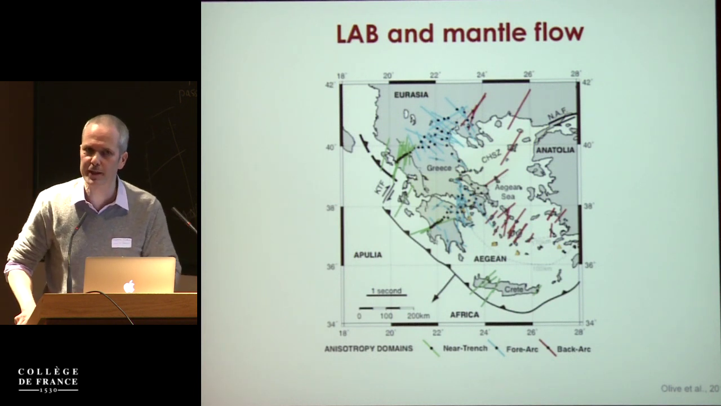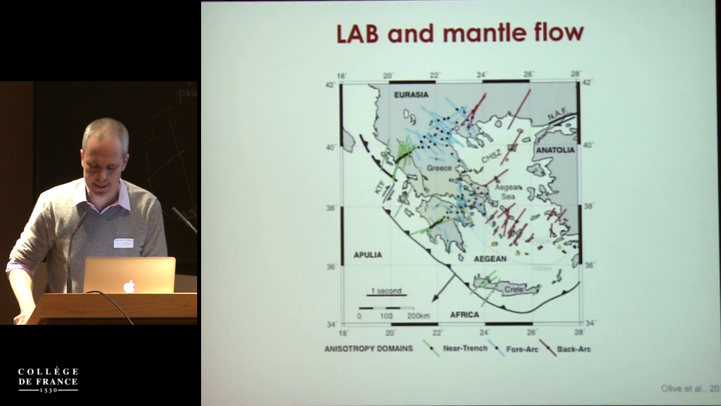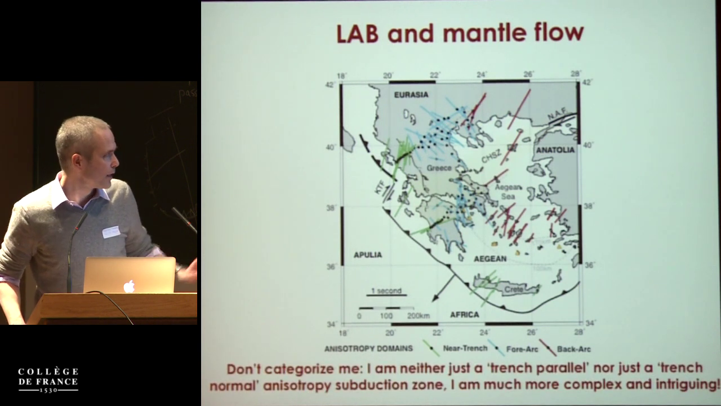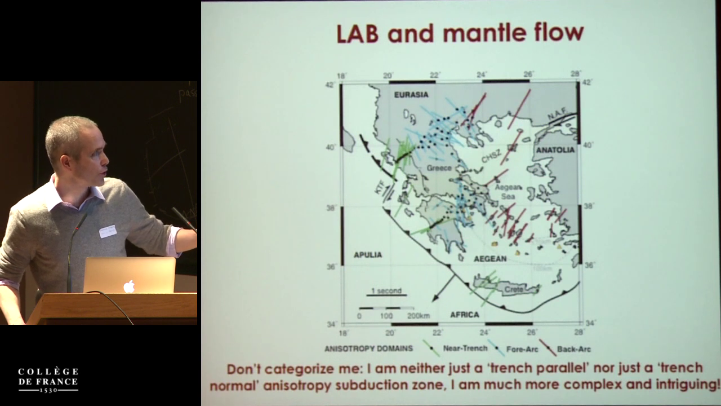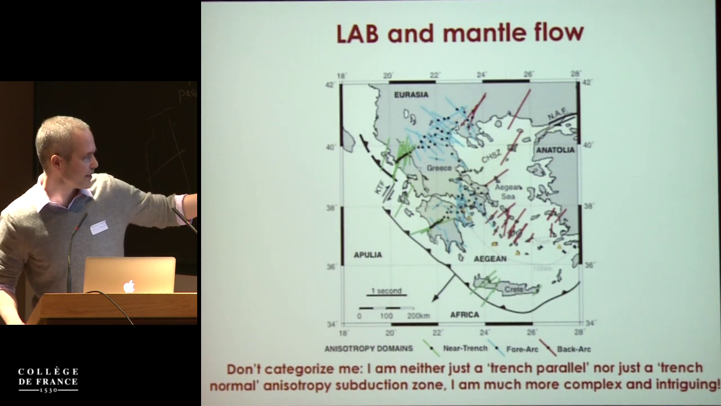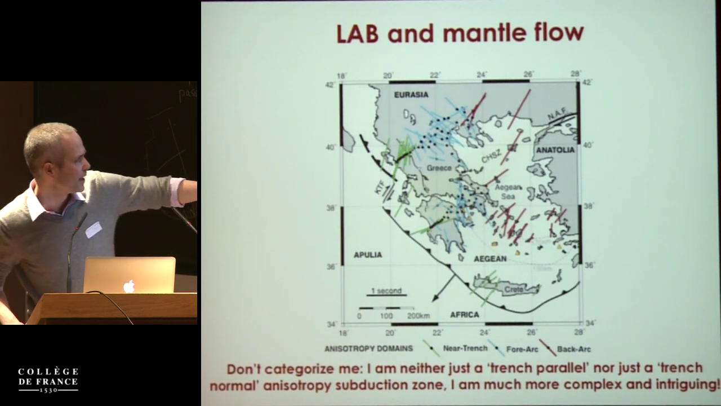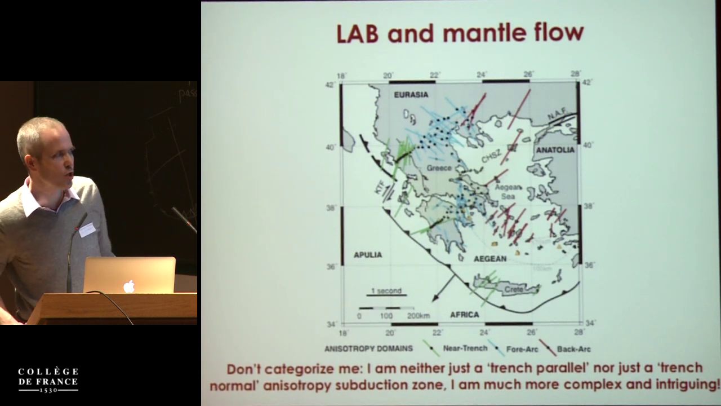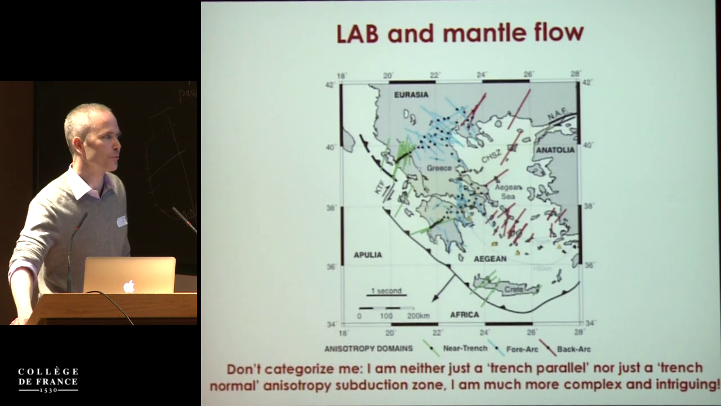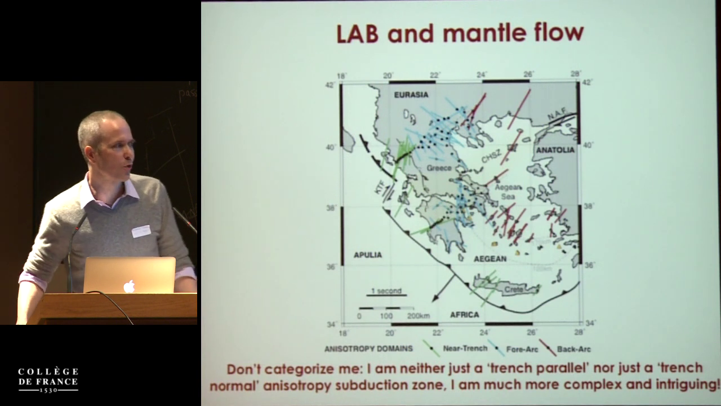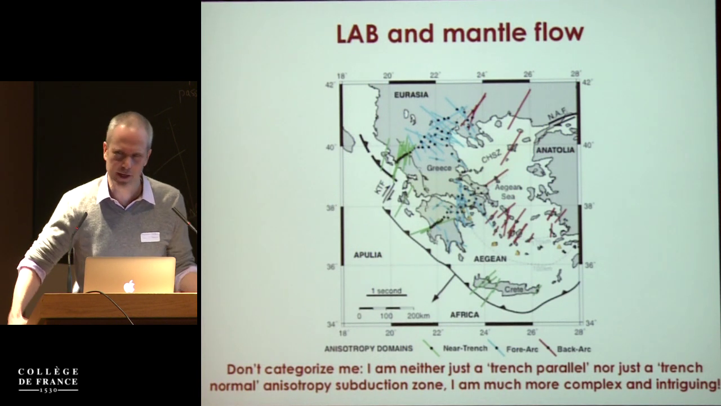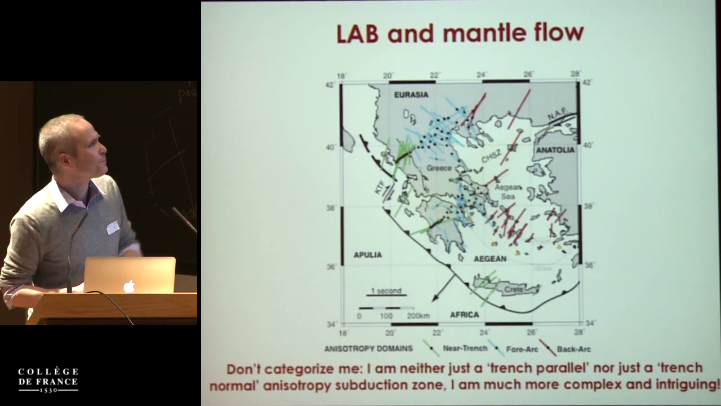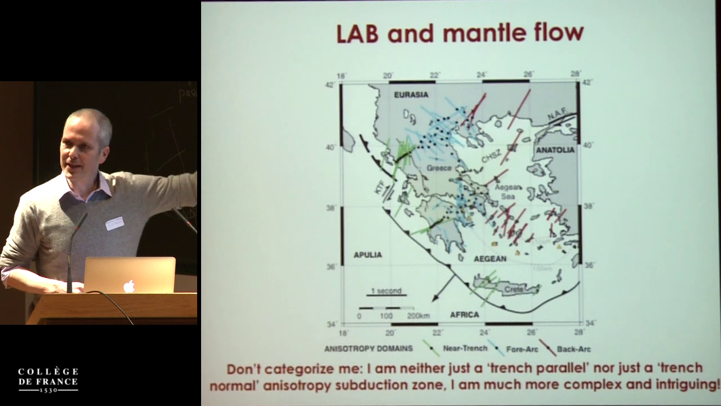Maybe one of the reasons why we see this is because we have really dense arrays in this region. If the Hellenic subduction zone could speak, it would say this, roughly translated from the Greek: don't categorize me. I'm neither just a trench parallel nor a trench normal anisotropy subduction zone. I am much more complex and intriguing. And then it would say, I'm much more than the sum of my parts, etc. But that's what is happening there.